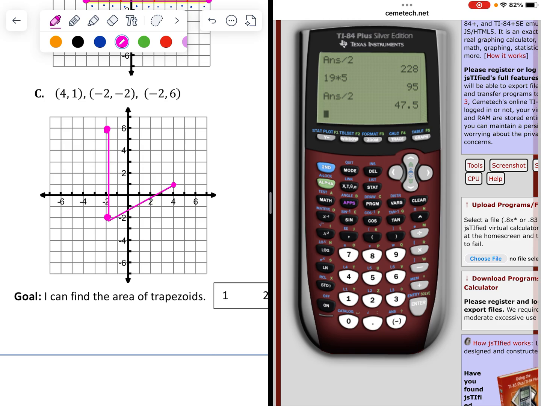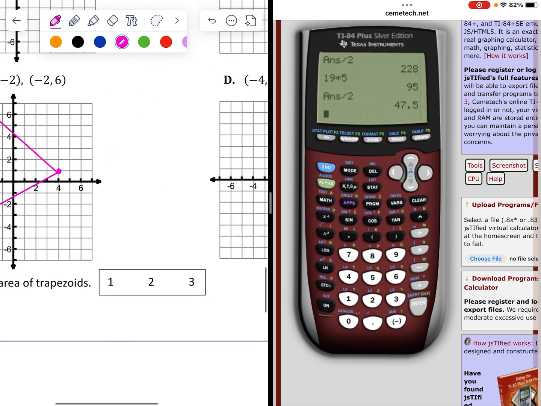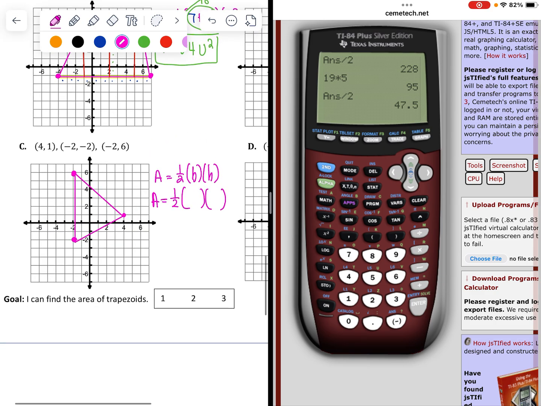Connect my 3 pieces. Didn't do a great job connecting them, but I tried. Area equals 1/2 base times height. Notice I wrote out the formula again because it's been a couple days since we've done triangles, and I want to make sure I'm reviewing those formulas.